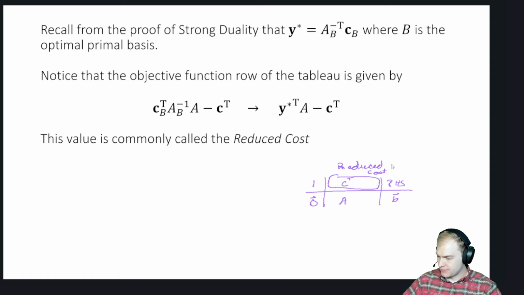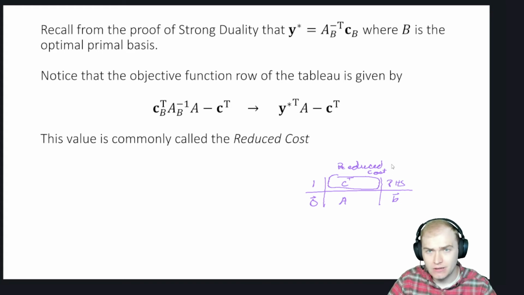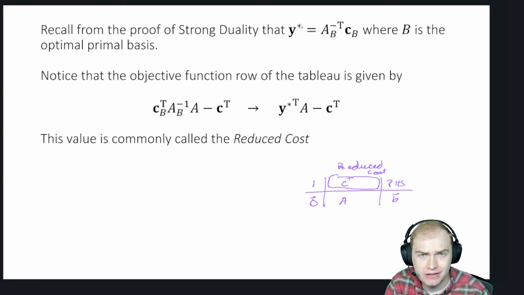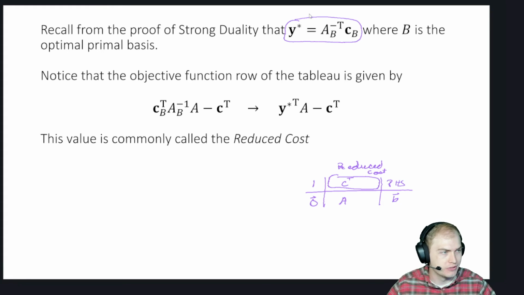I'm not sure whether the book defined it or not earlier, but that's what reduced cost is. And we notice that, remember from our proof from strong duality, that the optimal dual solution was given by A_B inverse transpose c_B.